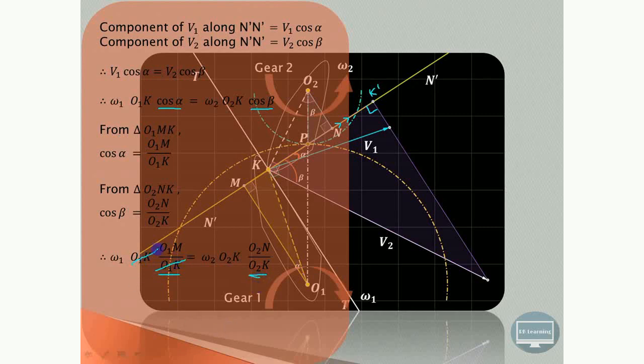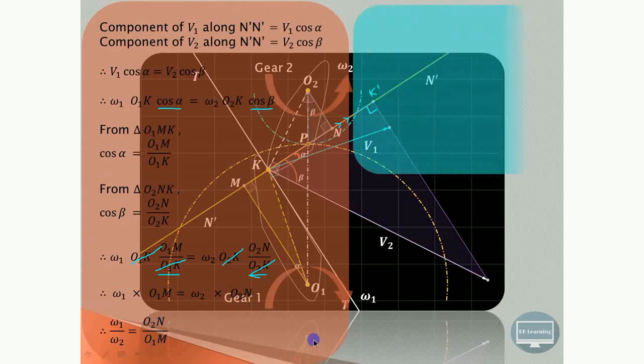Now cancel out O1K from the left side and O2K from the right hand side. So we are left with omega 1 into O1M is equal to omega 2 into O2N. In other words, the angular velocity ratio omega 1 upon omega 2 is equal to O2N divided by O1M.